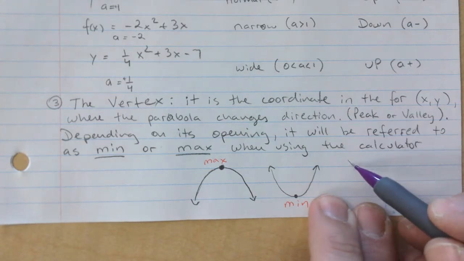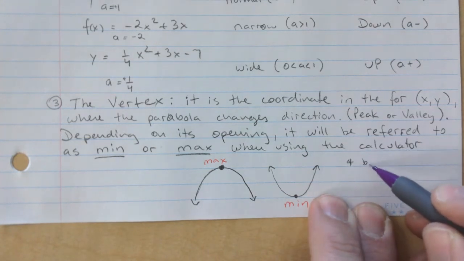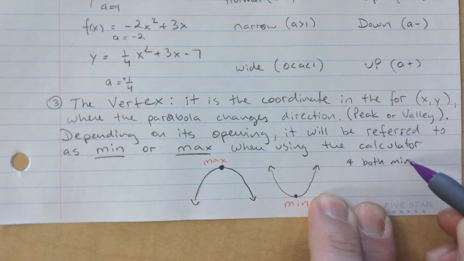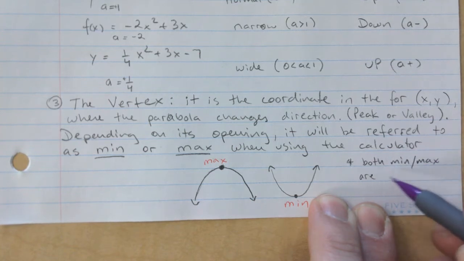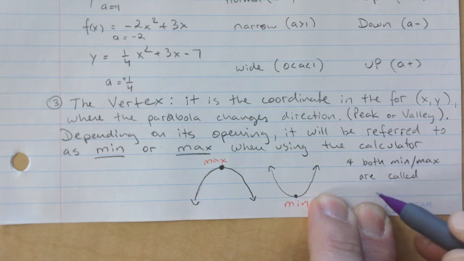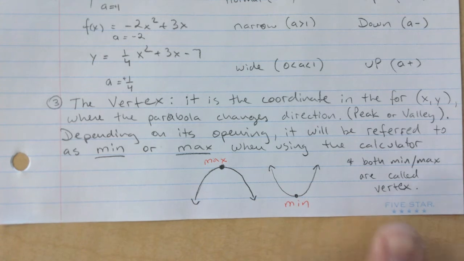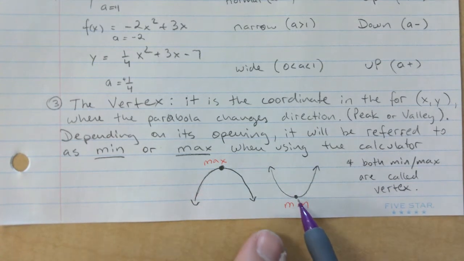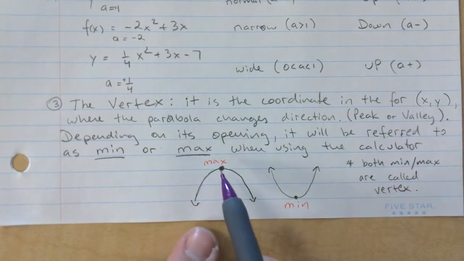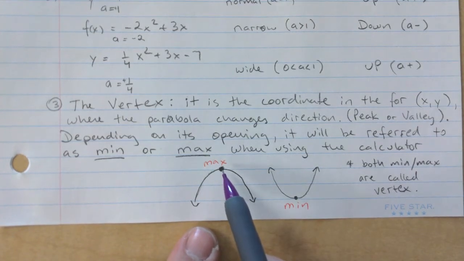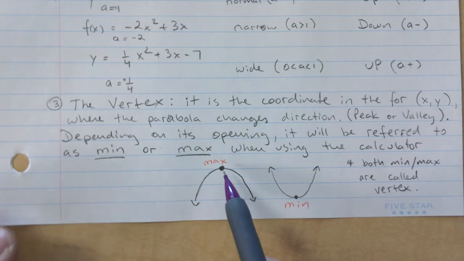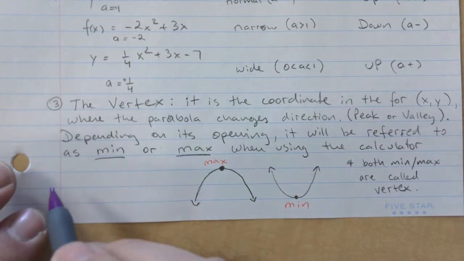And I will just say here, both min and max are called vertex. Okay, so don't think that one is different than the other. They're both. It's just that if you want to find the vertex in this case, you'd have to use the min. If you want to find the vertex for this parabola, you'd have to use the max.